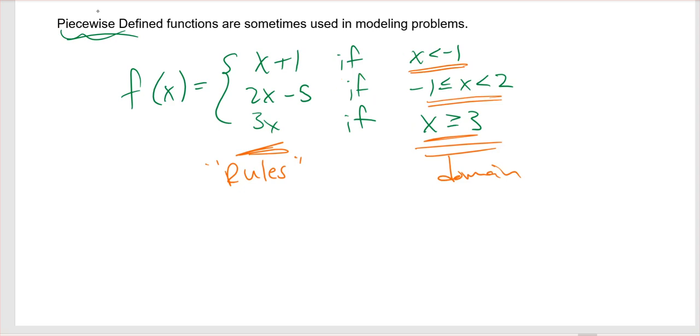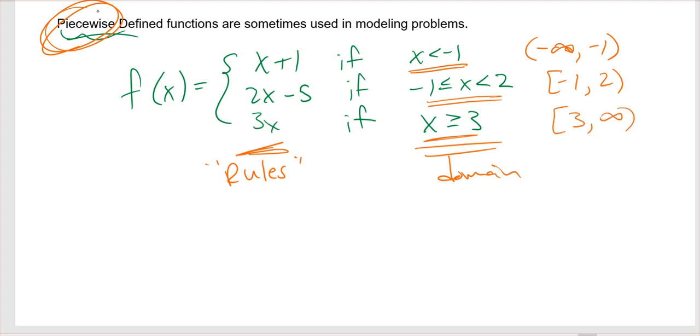So we're defining a function in pieces, right? Piecewise. This one has 3 pieces, and we're defining the pieces by domain regions. This one is the region x less than -1, so we have negative infinity to -1. This guy, we would have everything between -1 and 2, right? And then this one, we would have everything bigger than 3. Okay, so we've got real number intervals, and when we want to, let's evaluate this first.